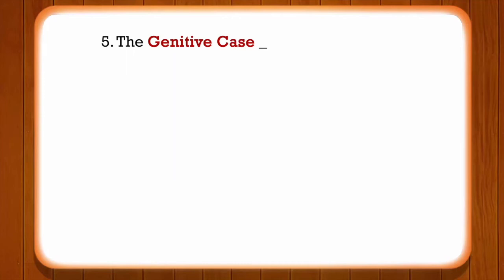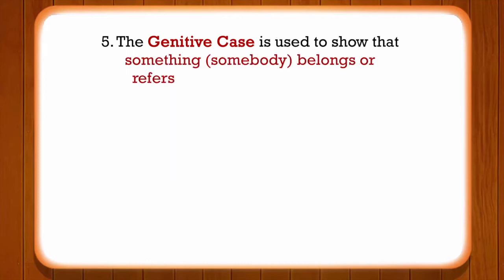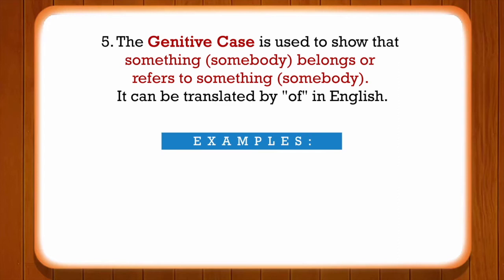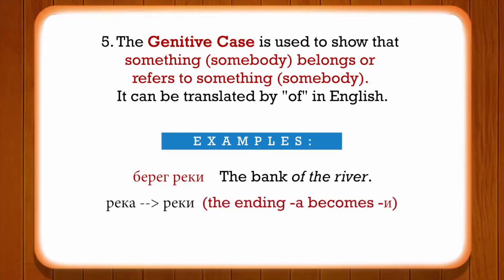Now let's go ahead and pay attention to the fifth case, which is known as genitive case. The genitive case, which is also known as roditelny padezh, is used to show that something or somebody belongs to or refers to something. It can be translated by of in English. Ручка брата. So pen of brother. Берег реки, the bank of the river, and many more examples which signify that it belongs to somebody or something.